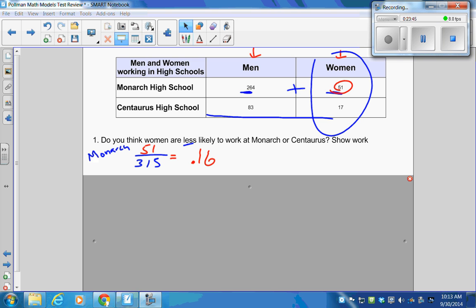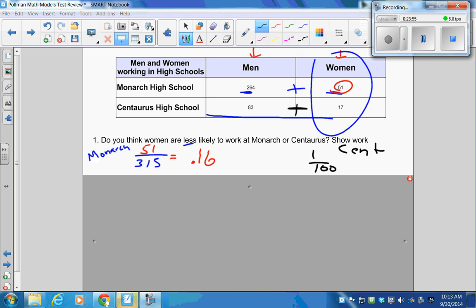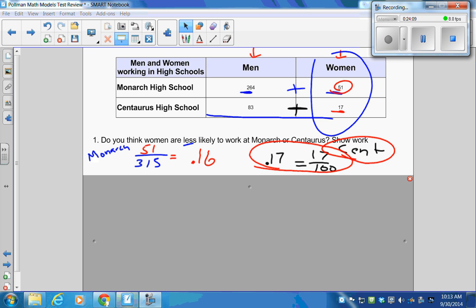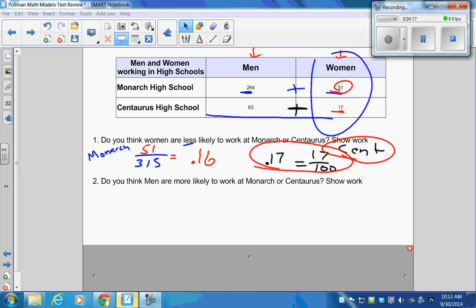Now, at Centaurus, again, I take my total number of teachers, put Centaurus over here. 83 plus 17 is 100, and there are 17 total women. When I divide that on my calculator, I get 0.17. So it looks like, even though Centaurus has fewer women, with my fractions and my ratios, women are more likely to work at Centaurus. Take the total number and then divide it by the number of people there. I want you to try the same thing with men on each one and make sure to show your work. Go.